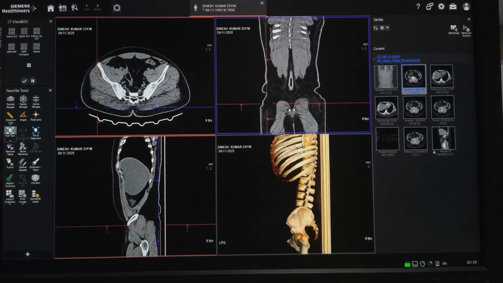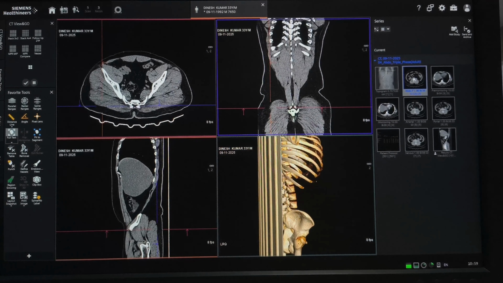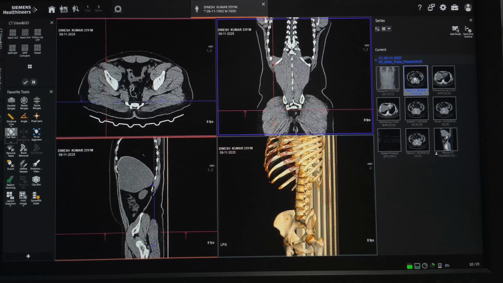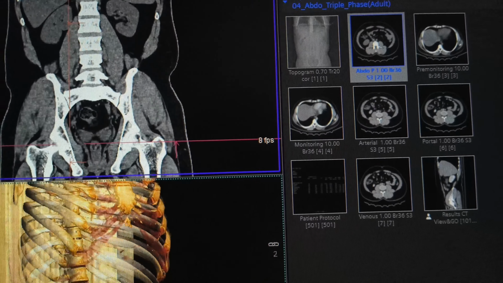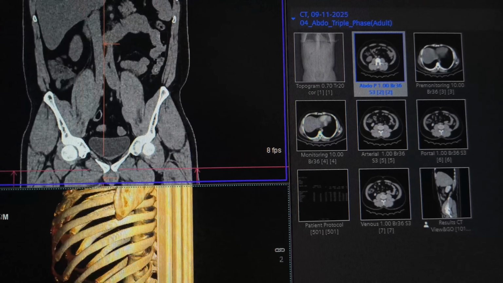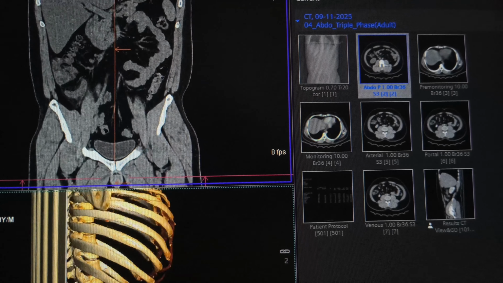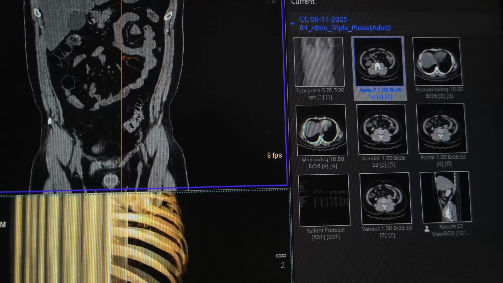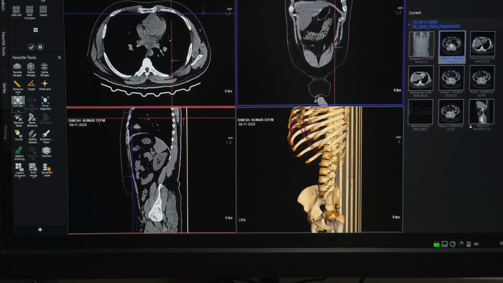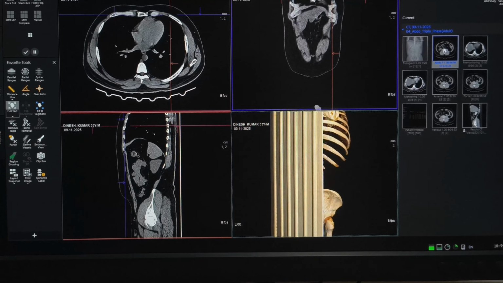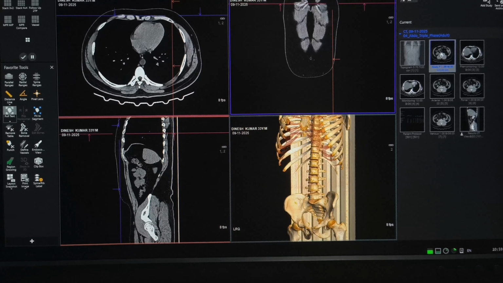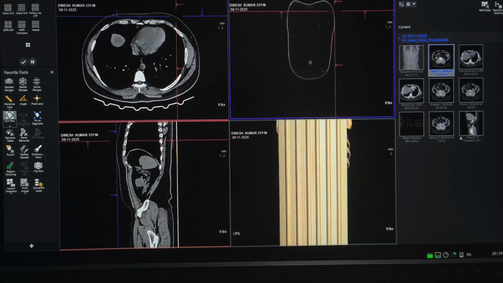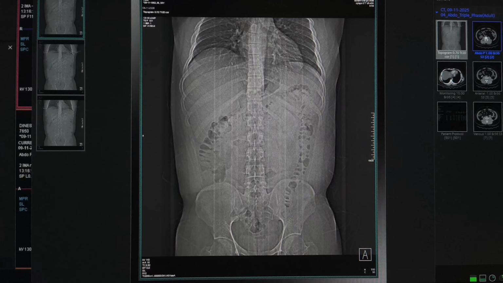Today I am going to explain all the phases of a contrast CT scan, starting from topogram, plain scan, arterial phase, portal venous phase, and finally the delayed phase. If you are a radiology student, technician, or medical learner, this video will make everything crystal clear.